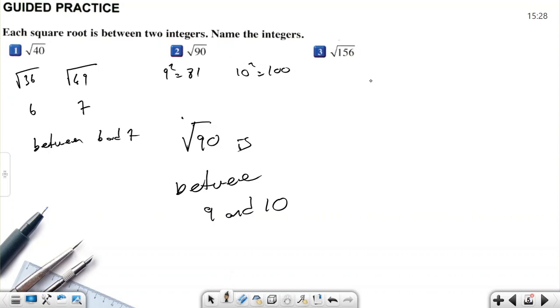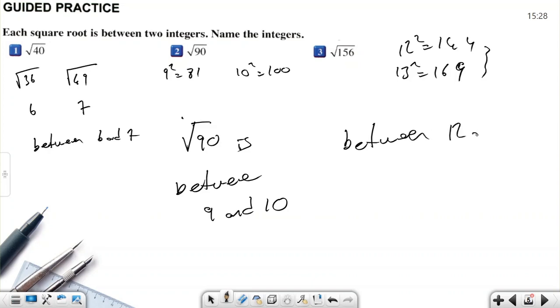Okay, what about 156? I know 13 squared is 169. As you see, it's more than 156. And I know 12 squared is 144. So 156 is between these two. So between 12 and 13. So you can decide it that way too.